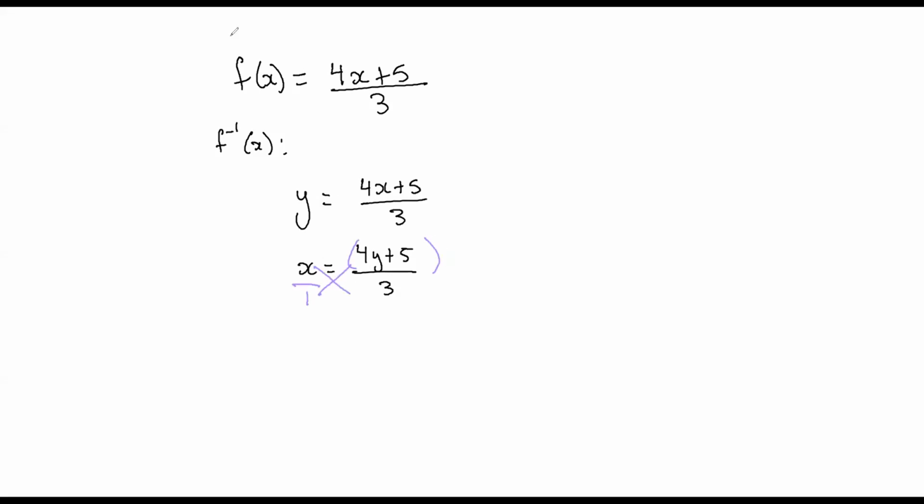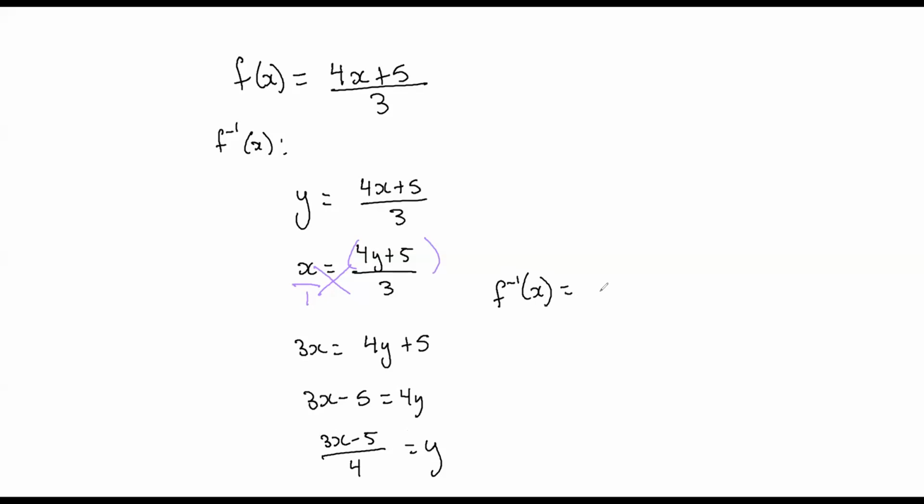And then you get 3x is equal to 4y plus 5. Then it will be 3x minus 5 is equal to 4y. Then 3x minus 5 over 4 is equal to y. All right. And what's the last thing? F inverse of x is equal to 3x minus 5 over 4.